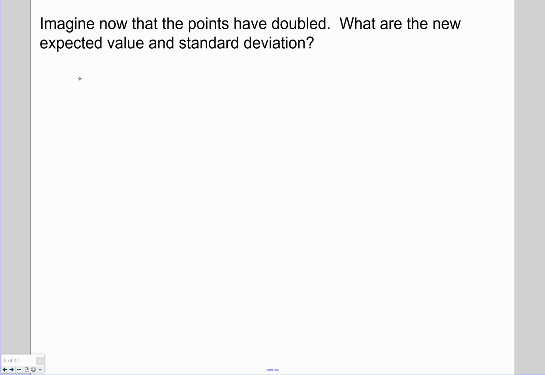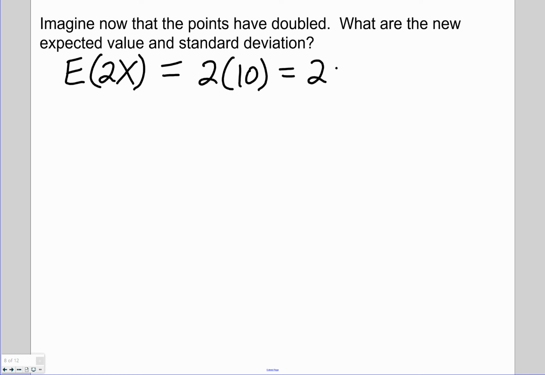So my new expected value is going to be 2 times that random variable, because we're doubling it. All right, so what is 2 times 10? 2 times 10. You're good.